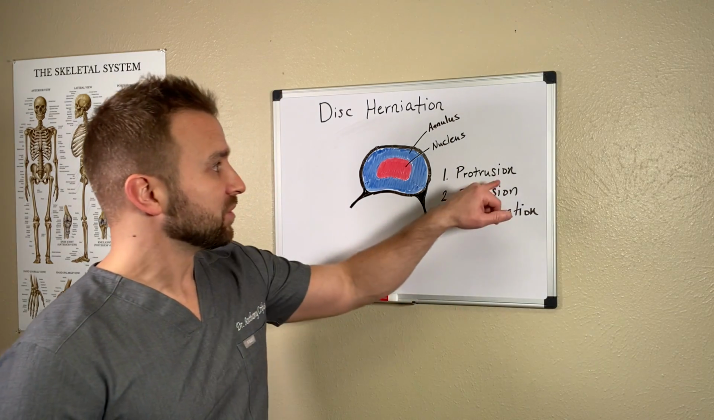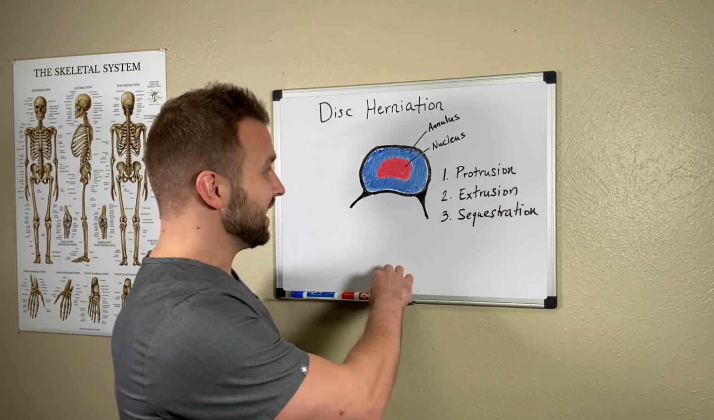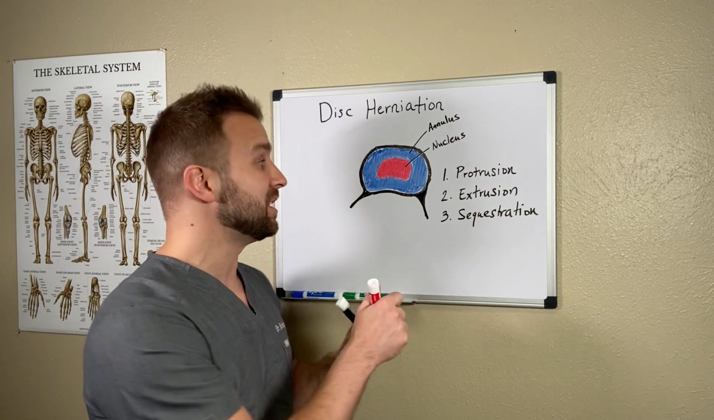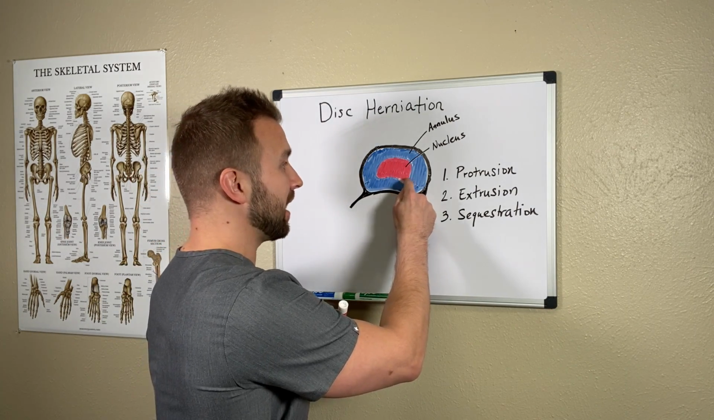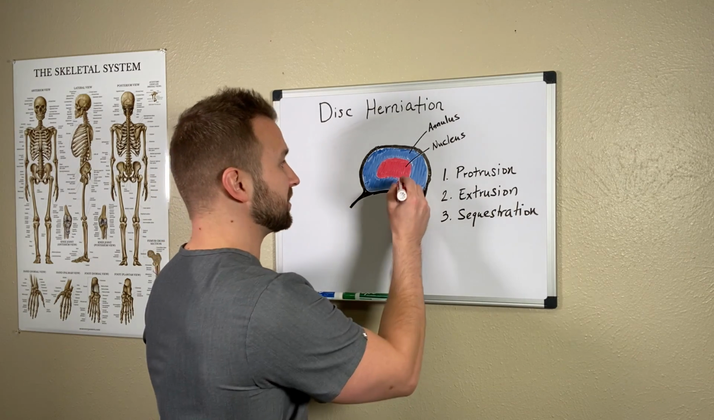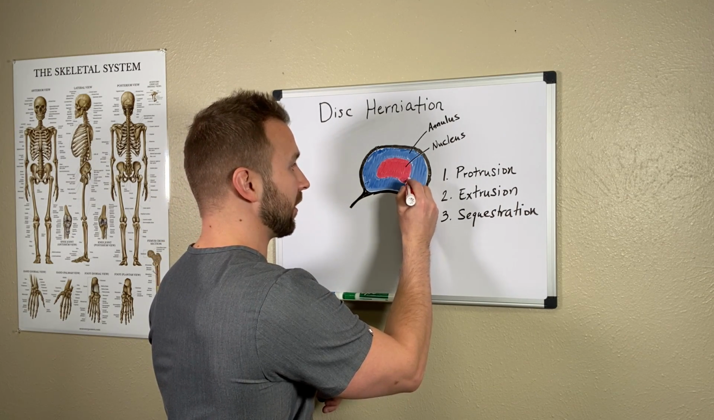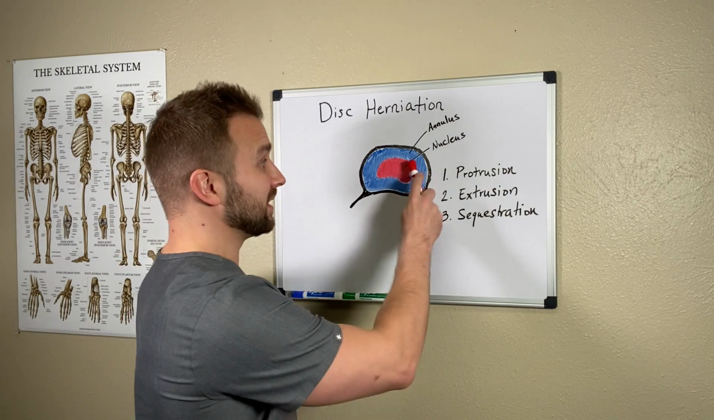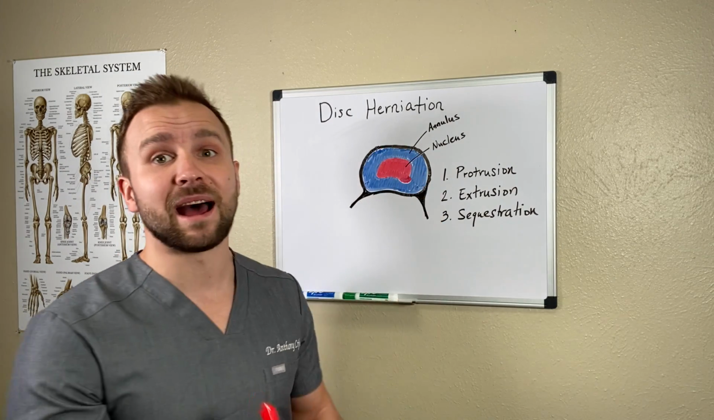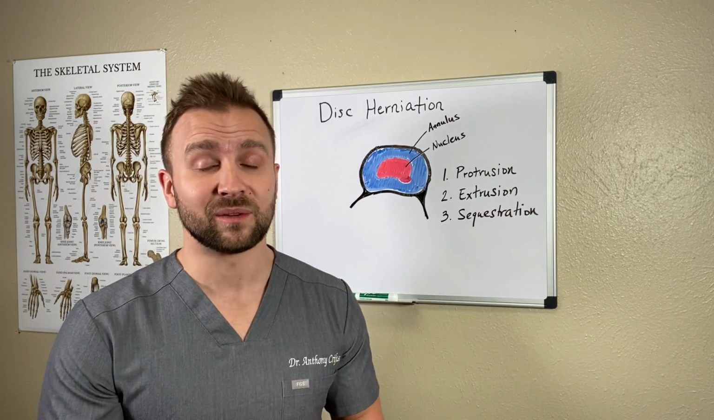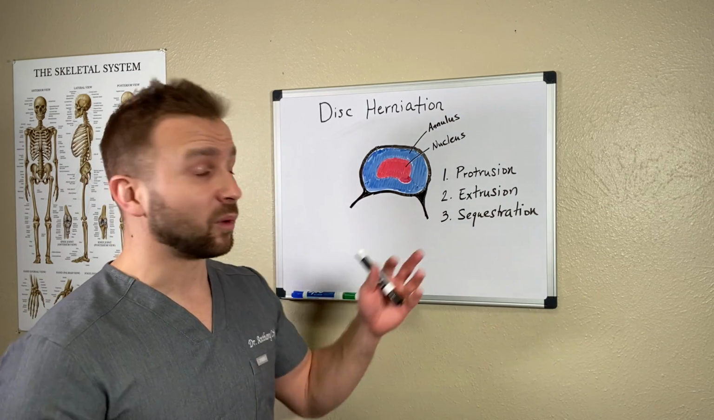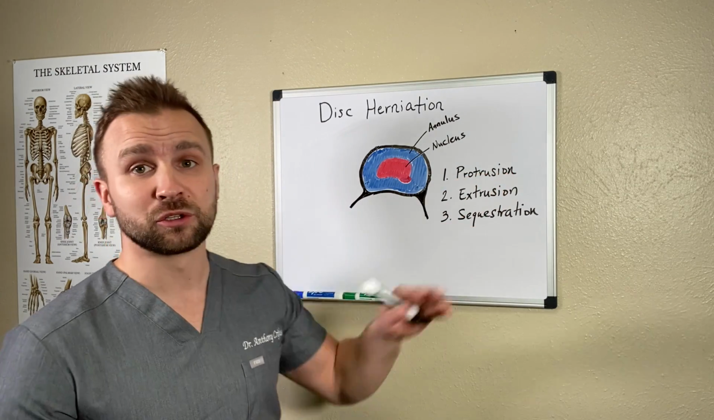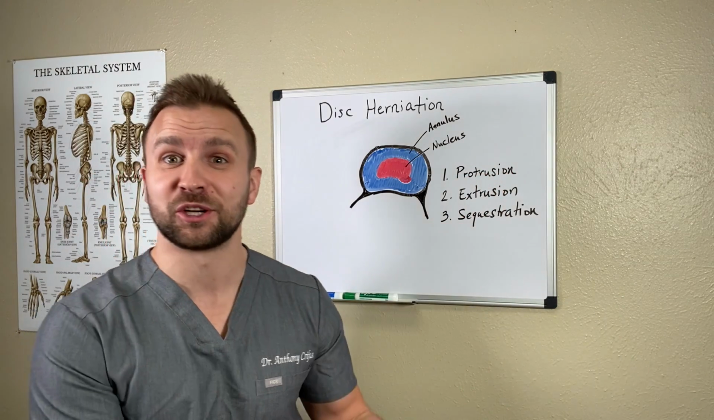With a protrusion, this red nucleus actually starts to protrude or push into the blue area. So we might have a little gap here, and this might start pushing up against the blue. That causes a lot of pain, but the most important part is that the blue area, this annulus, is not broken. As soon as you break the annulus, it's a problem. They're all problems, but it usually gets worse at that point. So that's the first one, protrusion, kind of like it's protruding into something that shouldn't be.